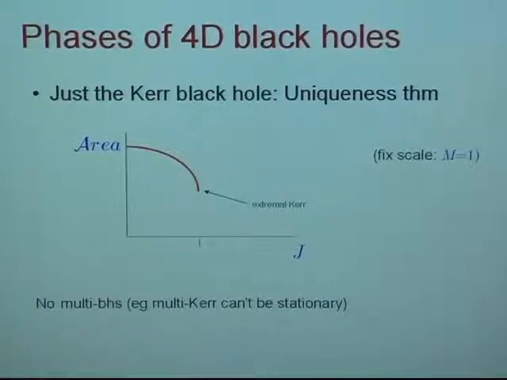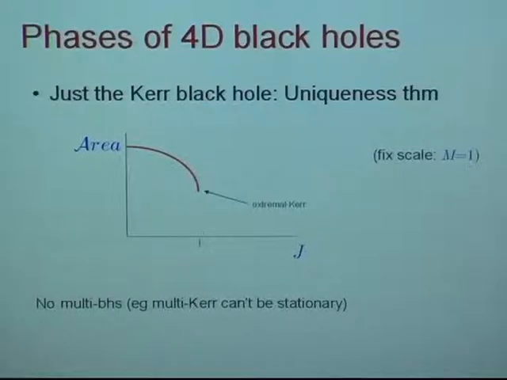There's no possibility, for example, of having a multi-Kerr solution, a multi-black hole solution, just because if you try to have two Kerr black holes, then their attraction is too strong, and they cannot be kept stationary without naked singularities.